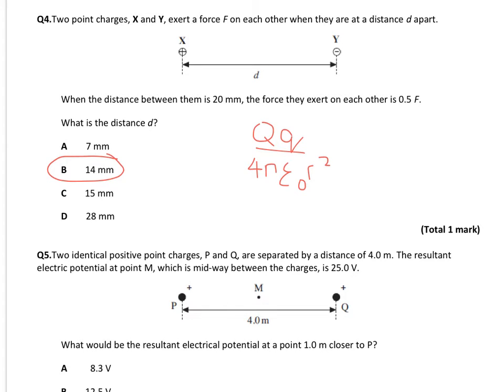So just to explain my thinking there. Previously, when your separation was d, the force was F. Now, when the separation is 20 millimeters, the force is half of F. So if the force has halved, because there is r squared on the bottom line, that must mean the distance has been multiplied by root 2 from the original, because then root 2 squared would give you 2, and then you have 2 on the bottom line. So your distance would have to be divided by root 2 originally. So 20 divided by root 2 gives you 14.